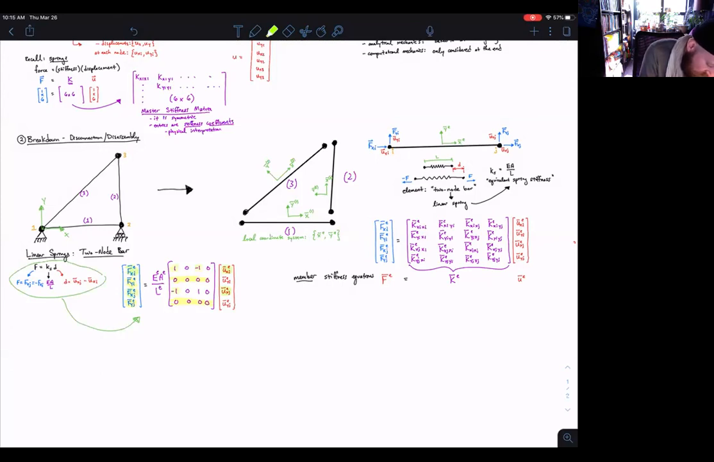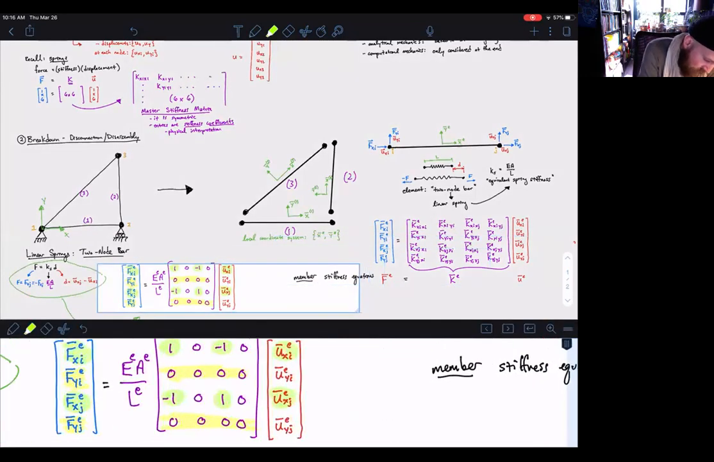The negative sign, with EA and L squared? Sorry, what was that? The K of the matrix, in front of the matrix, the EA over L. Sorry, let me be more clear here. Those are just saying that each element... Oh yeah, I get it. Sorry, I'll make that more clear. I wrote that really messy. Each element might have its own length, area, or elastic modulus.